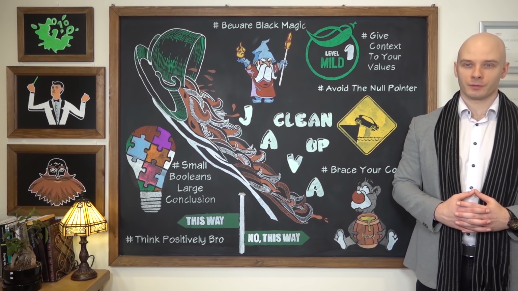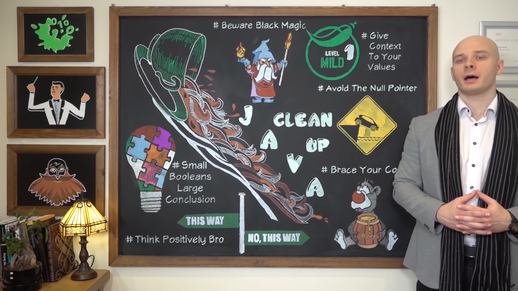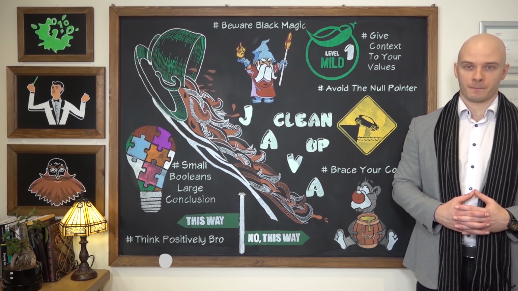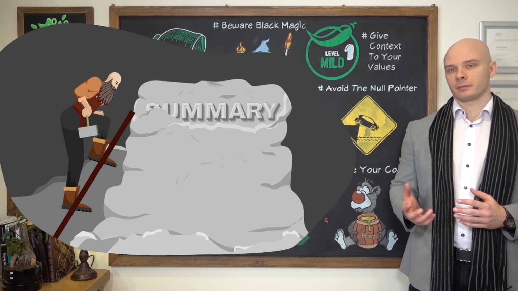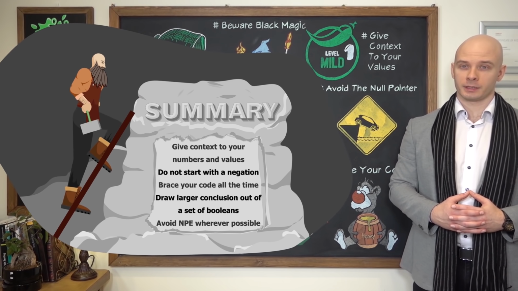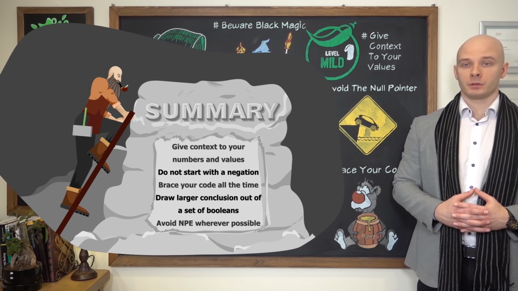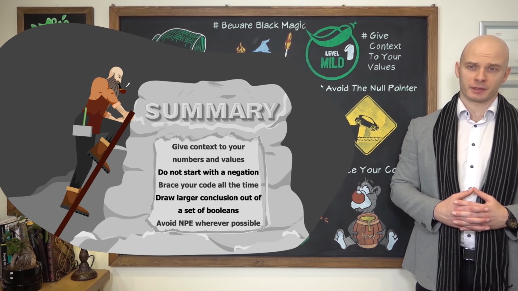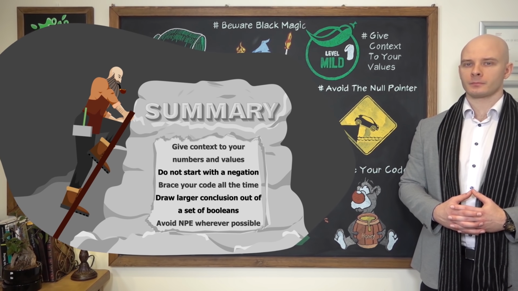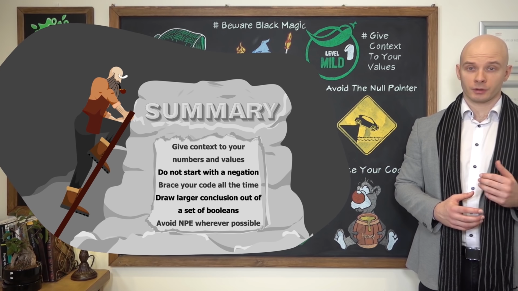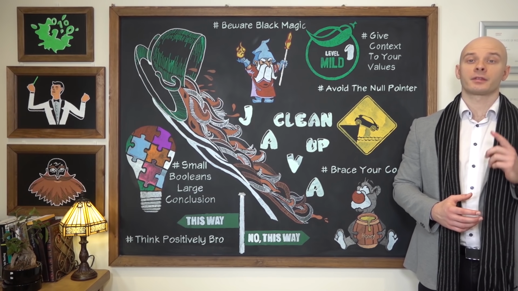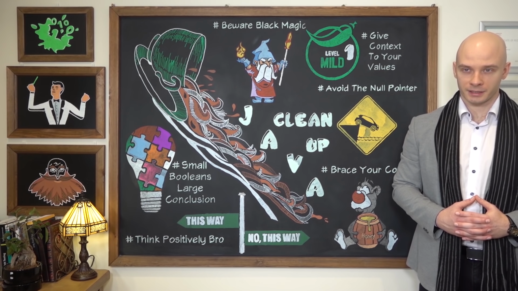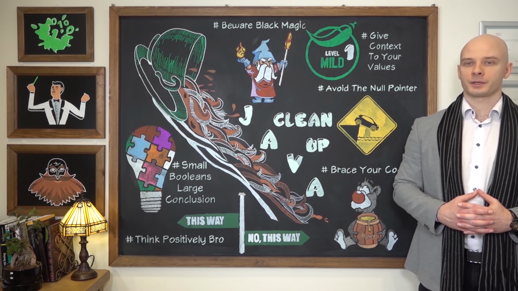We have gone through some of the most basic and core principles that should be applied not only to Java, but to any programming language you are working with. We know that leaving a bunch of numbers simply lying around without any context is not a good idea. We also know that it is better to put conclusions in your conditional instead of a string of small Boolean expressions. On top of that, if you brace your code, avoid null pointers, and think positively, the next developer working with your code will see a clean, slick piece of work.